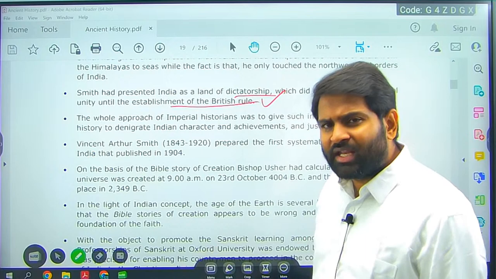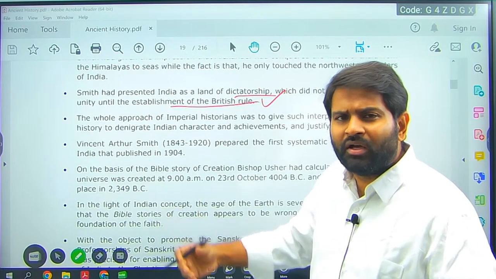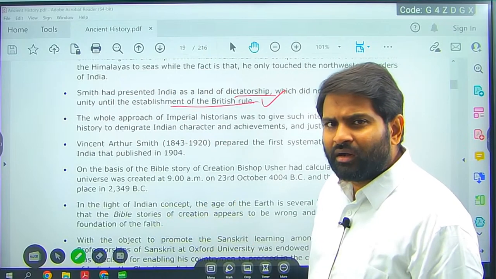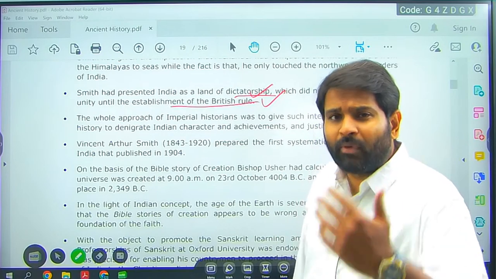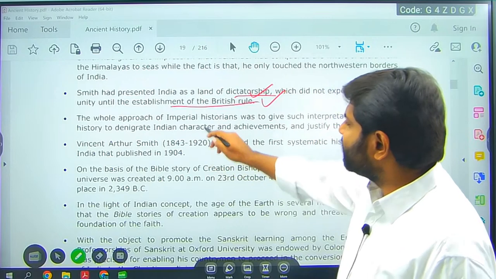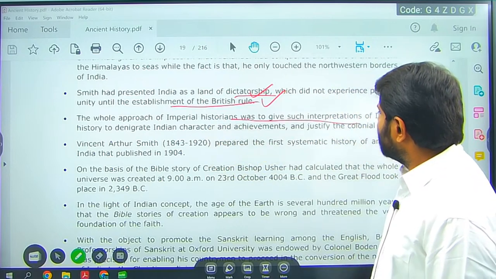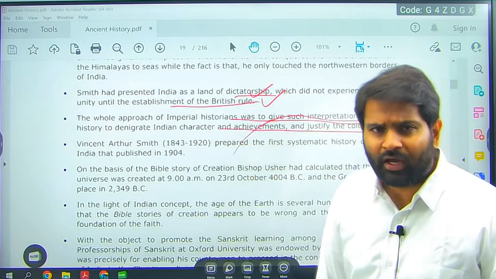Even if you take the Satavahana Empire, these ancient empires used to be very broad, geographically vast. And they say political dictatorship, when many republics were there. When you talk about the Mahajanapadas, these are republics, right? The whole approach of imperial historians was to give an interpretation of Indian history to degenerate Indian character and achievements and to justify colonial rule.